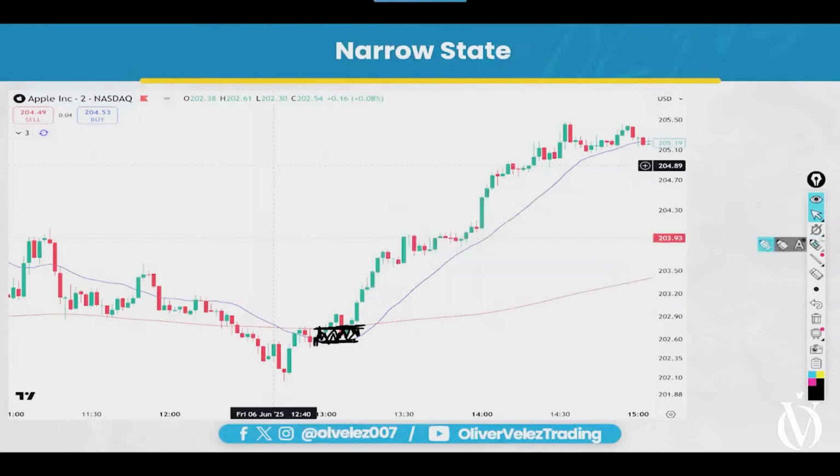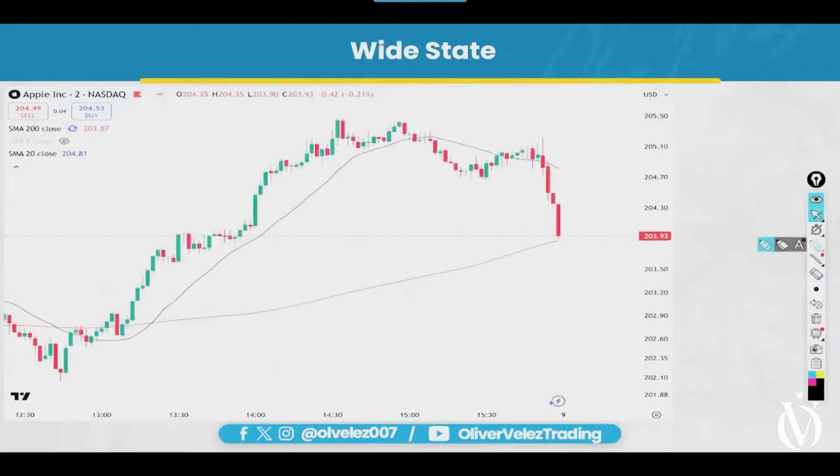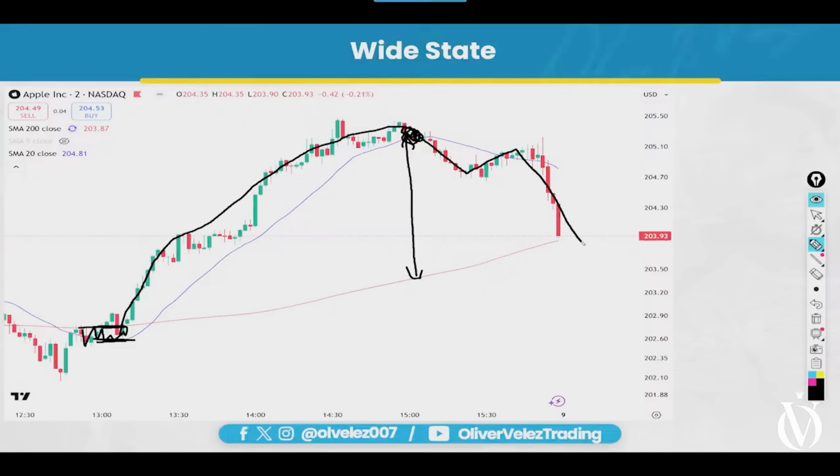Remember, from a narrow state, your best buys, which we'll get into. Boom! That's the narrow state. A narrow state is when the 2 moving averages are really close and relatively flat. Then what's a wide state? When they are far apart. Here is the same stock, Apple. Here's the narrow state. Here is the wide state. So we went from a narrow state, boom, to a wide state. Now, from a wide state, we're going back to a narrow state.